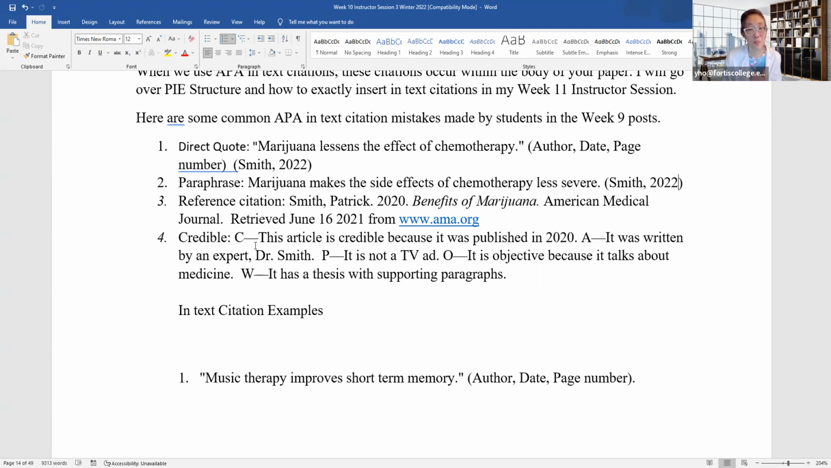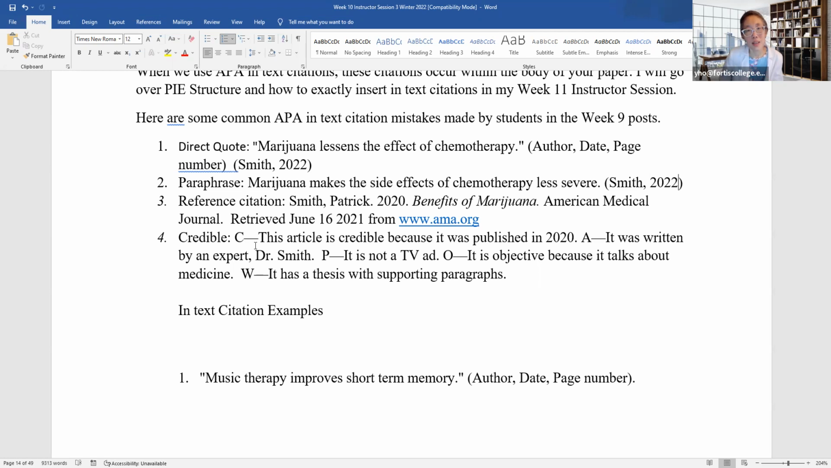P means purpose. Was the purpose for education? Was the purpose for entertainment? Was the purpose to sell you a product, like an advert? And so if the purpose is an advert, advertisement, in British talk is advert, if it's an ad, then it's not credible. So you have to prove that the purpose is educational, informational, and therefore it's credible, that it's not an ad. So that's purpose.